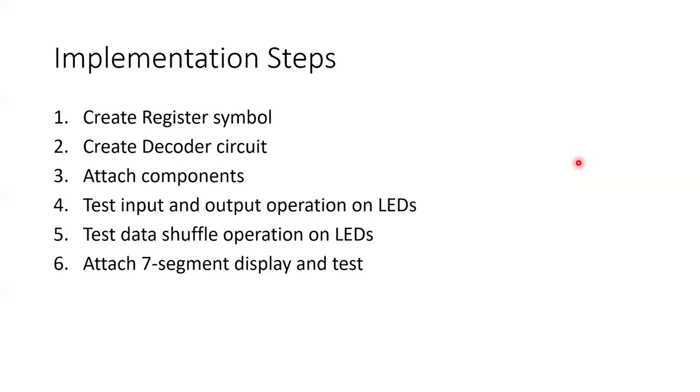Now also you can test your inputs and outputs on just the normal LEDs on your board. You don't have to test it on the 7-segment display. If your circuit is working on the LEDs, then go ahead and attach your 7-segment display and test the circuit on that. So that way, if something is not working, you know which component exactly that is, because you've performed your testing in parts.